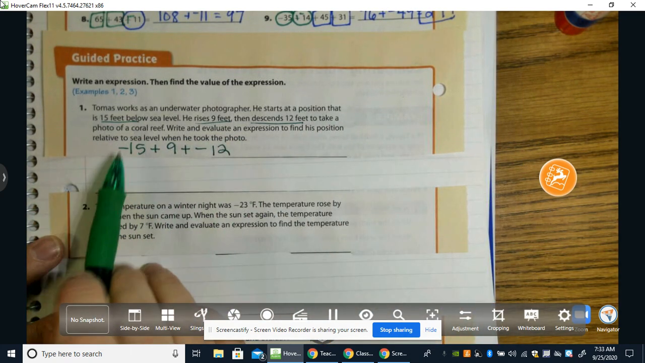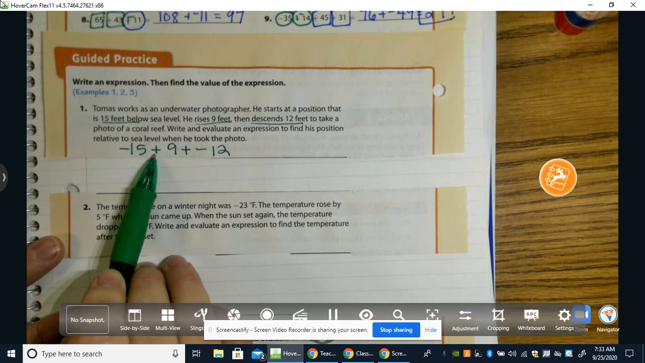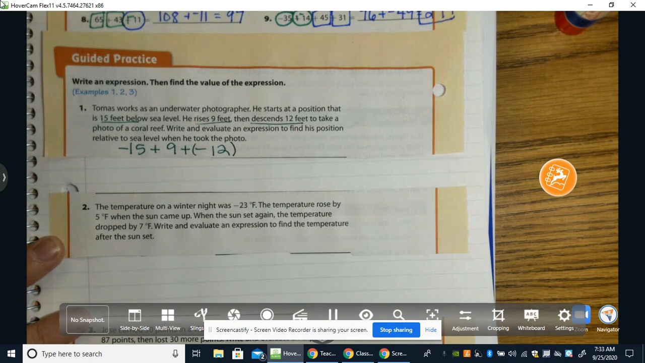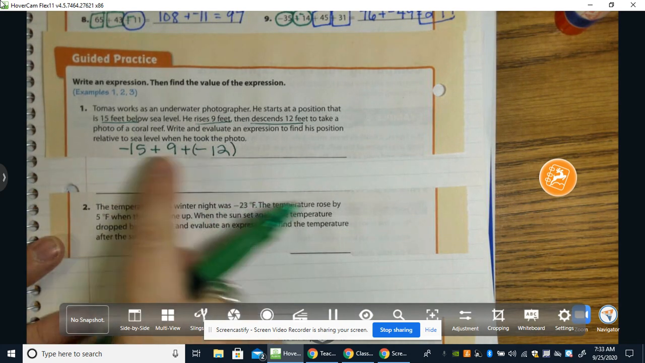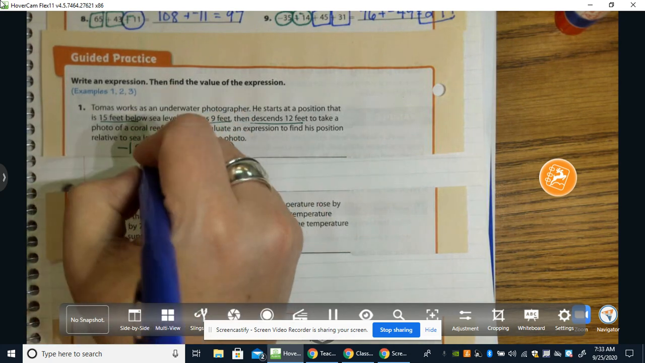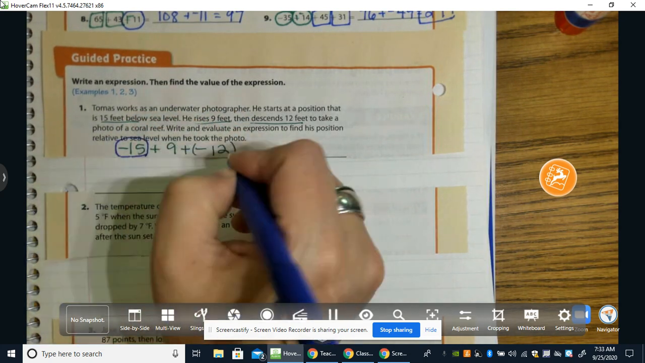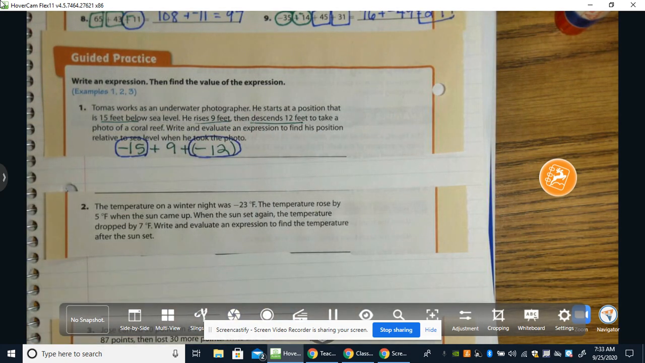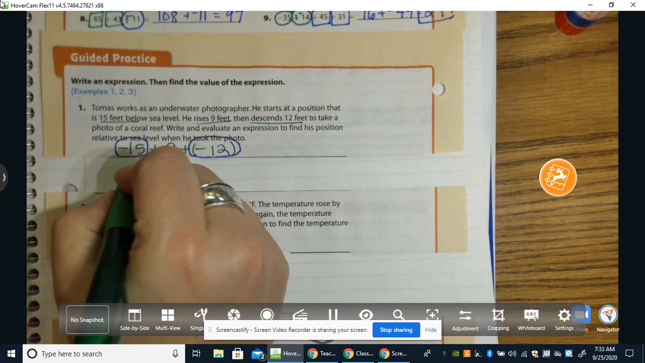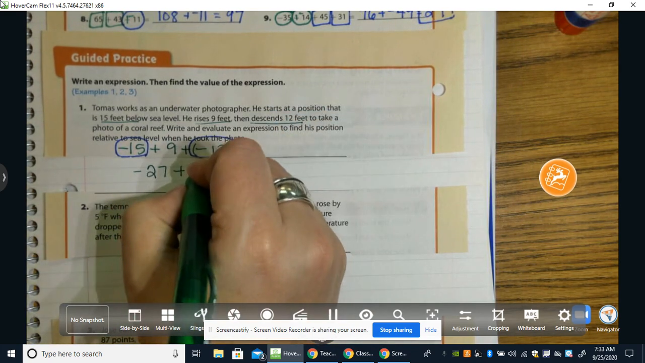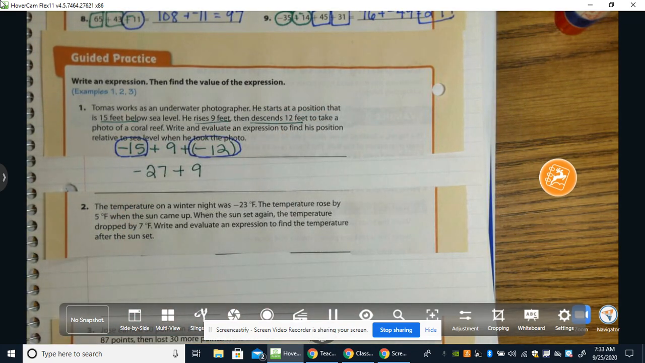So we have our expression here, negative 15 plus 9 plus a negative 12. If we're combining our like terms, well, he descended negative 15 and negative 12. So that was a total of negative 27 feet. Plus, he rose 9 feet. We've got to remember that.